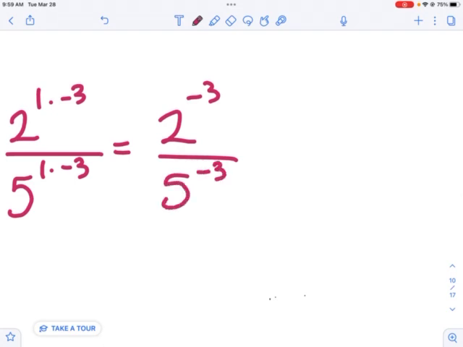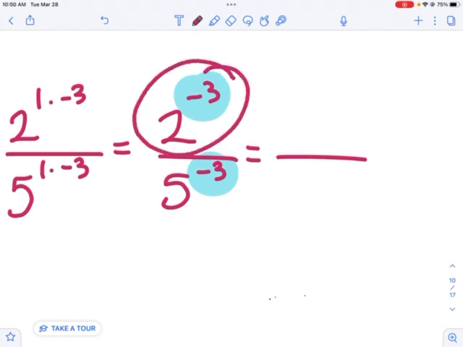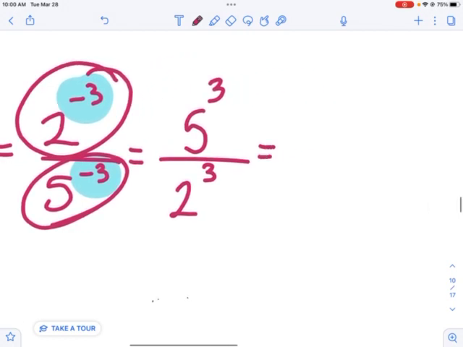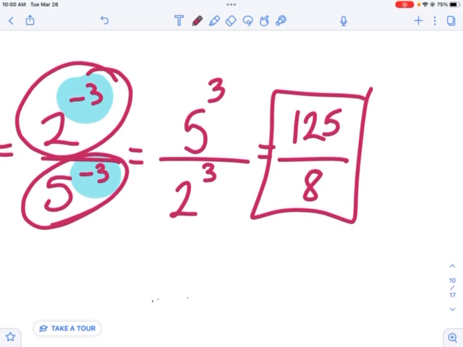Okay, but wait, I have negative exponents. I've got to apply that negative exponent rule. So remember, if my negative exponent is in the numerator, it goes downstairs and becomes positive. And then my negative exponent in the denominator goes upstairs and becomes positive. And remember, only the base goes with it. So now all of a sudden I have 5 cubed over 2 cubed, and that should be 125 over 8. And that's it, I can't reduce it.